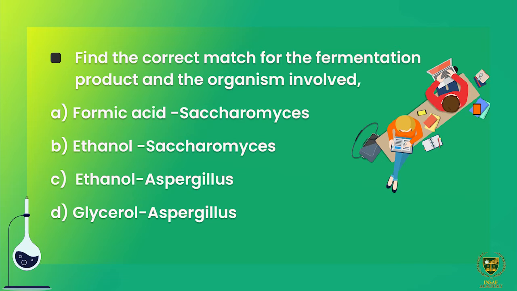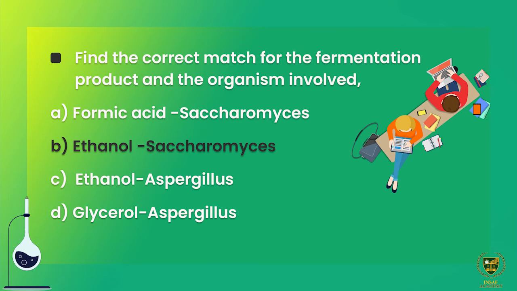So formic acid and Saccharomyces, no dear students, that is not correct. Beta option is ethanol and Saccharomyces. Yes, my dear students, that is the correct option for this question. That ethanol, the ethyl alcohol, is formed from the Saccharomyces cerevisiae. So that is a yeast, a fungus.